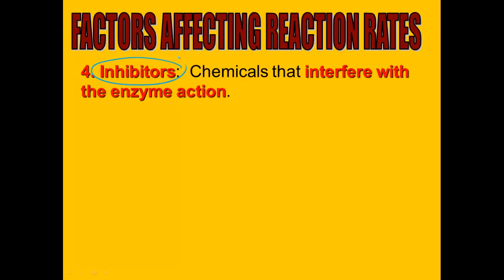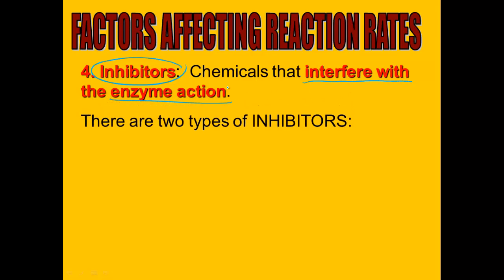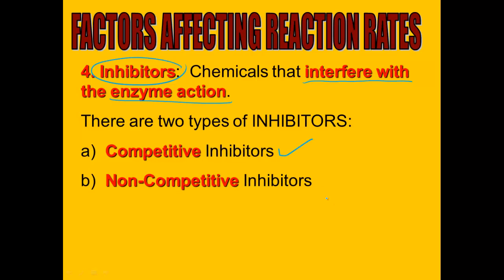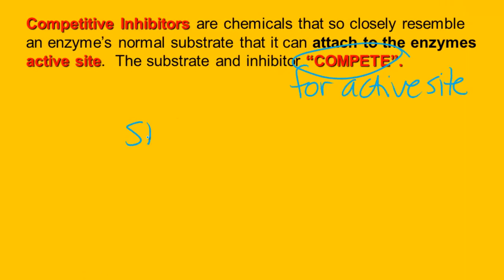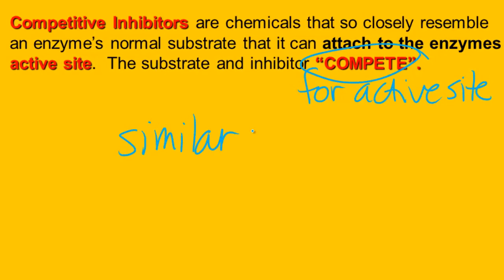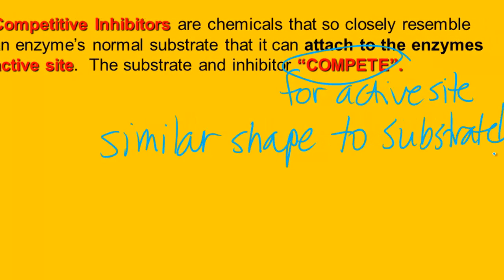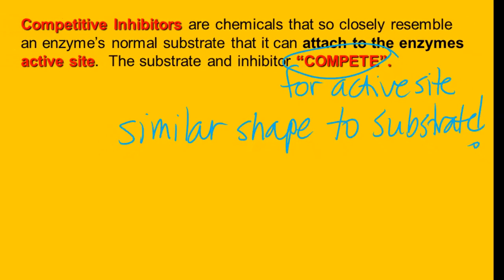Inhibitors is another thing that can affect or interfere with how an enzyme is able to do its job. There's two types of inhibitors, competitive inhibitors and non-competitive inhibitors. We'll talk about both. A competitive inhibitor is one that will compete with a substrate for the active site of an enzyme. And so competitive inhibitors are usually very similar in shape to a substrate. So they'll jam themselves into the active site of an enzyme and prevent the substrate from being able to join the active site of the enzyme.